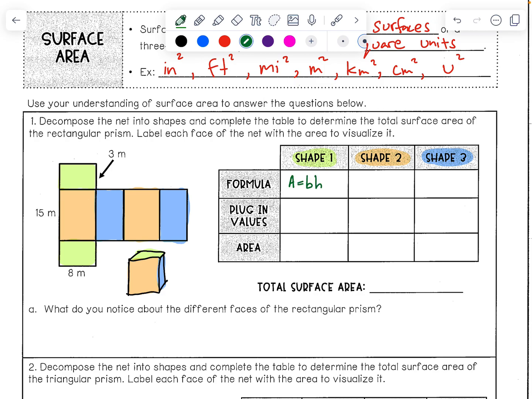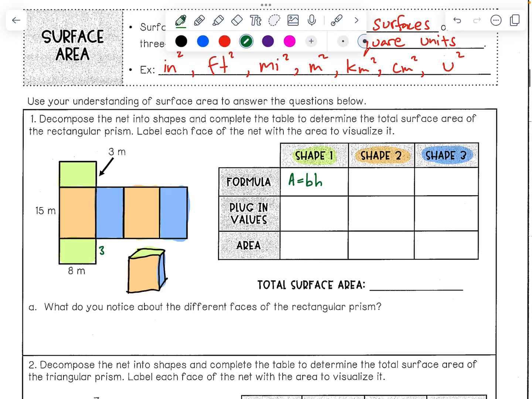So let's look at the top and the bottom. That is the green thing that I made. This is 8, and I know this is 3, so this is also going to be 3. So this is 8 by 3. Area is 8 times 3, and 8 times 3 is 24. It's going to be 24 square meters. Oh, actually, hold up. 24 is just one of them. So I'm going to write down that this right here is 24, which means this up here is also 24.